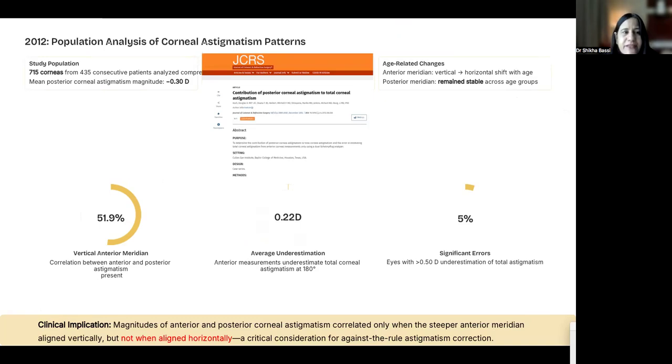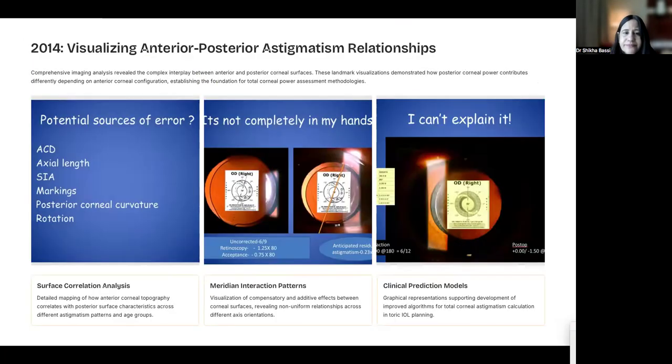Now, this was a very important paper by Robert Koch in 2012, published in JCRS. He gave us the exact value of the posterior corneal astigmatism, which was found to be minus 0.30. He looked at 715 corneas, and he said, if you're looking only at the anterior corneal surface, it can underestimate the corneal astigmatism by an average of 0.22 diopters.